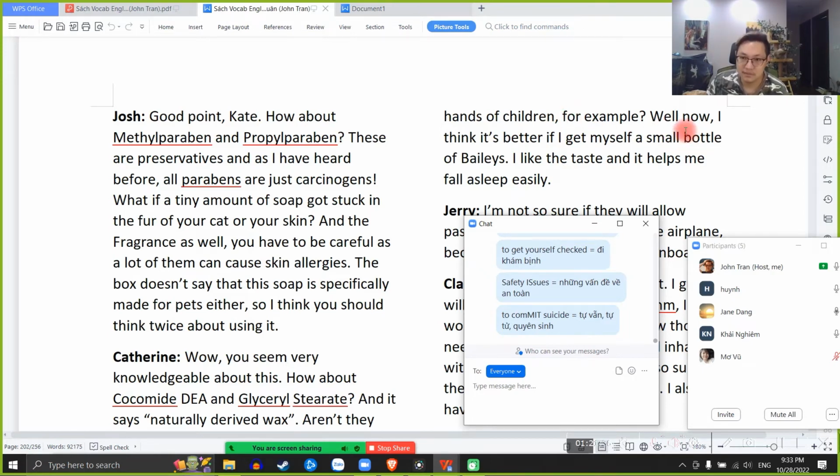What if those pills get into the hands of children, for example? Well, now, I think it's better if I get myself a small bottle of Bailey. A small bottle of Bailey.